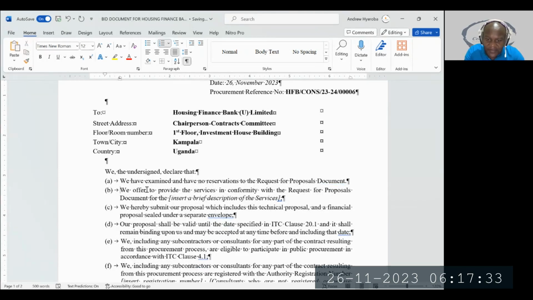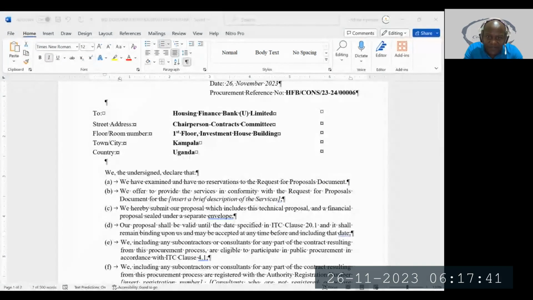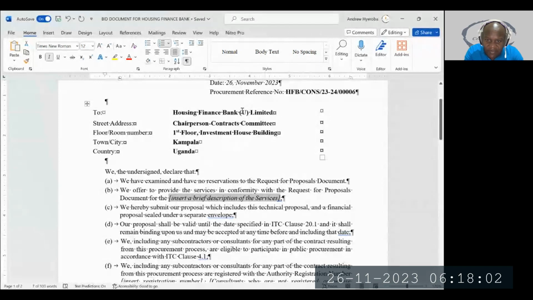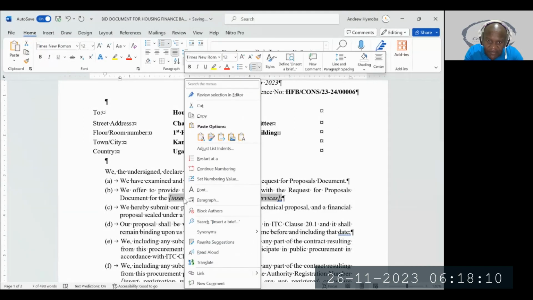We offer to provide the services in conformity with the RFP document for the, what was the service description? The service description was called coaching and what? Procurement of consultancy services, provision of consultancy services for executive coaching for Housing Finance Bank. Okay, so it is not Housing Finance Bank Uganda Limited, it is just Housing Finance Bank. And then here we quote the services. I'm just copying and pasting.